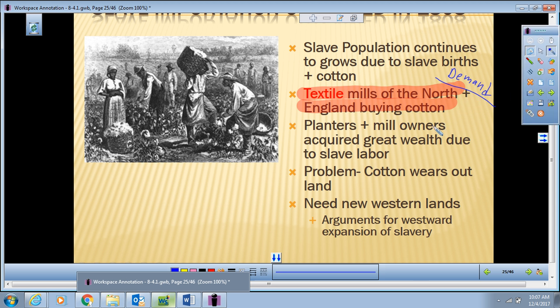Now, of course, planters and mill owners acquired great wealth due to slave labor. I taught you all about that. Here's the lesson I just taught you. Cotton wears out the land. The problem. And this causes an argument for new western lands.